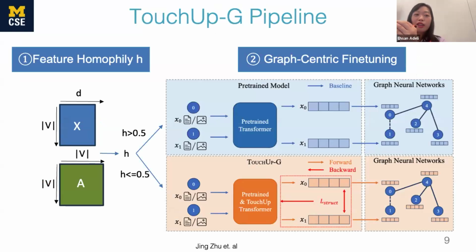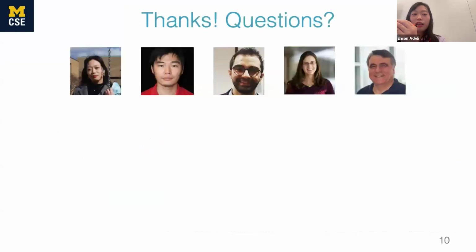The basic idea is to propose a metric called feature homophily, which decides whether fine-tuning is needed. And if the feature homophily score is less than 0.5, we propose a graph-centric fine-tuning of the pre-trained transformers. For more details, please see my poster. Thank you.